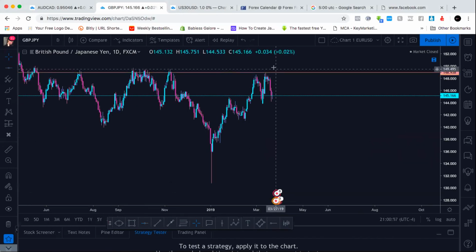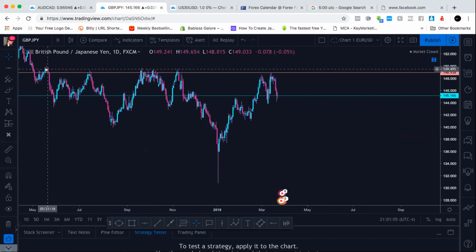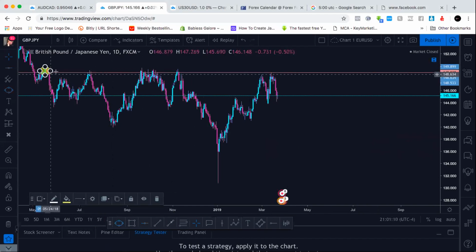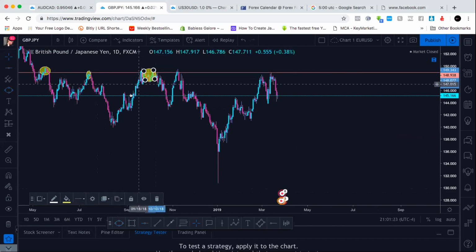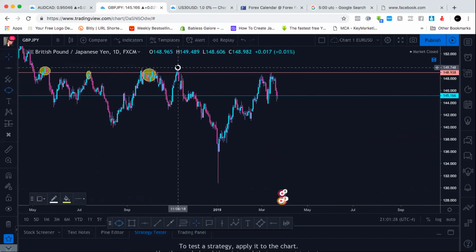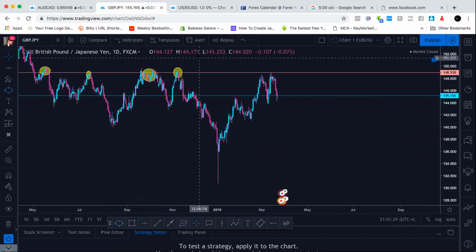The reason why this is considered a great area of resistance is because price came to this line multiple times and reversed. Price came here and reversed, meaning it was going up and then it dropped. Price came here in reverse. You see, it was going up, it came here, then it dropped. Price came here again in reverse, and then price came here. So the more that price does that, the better your line is.